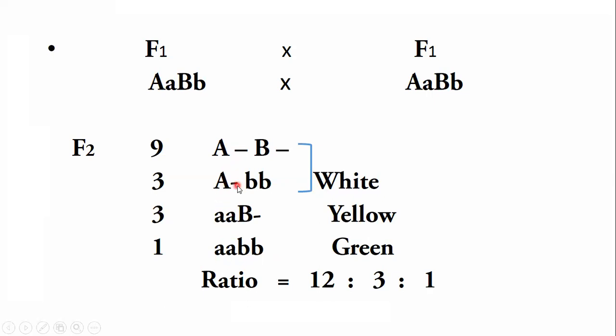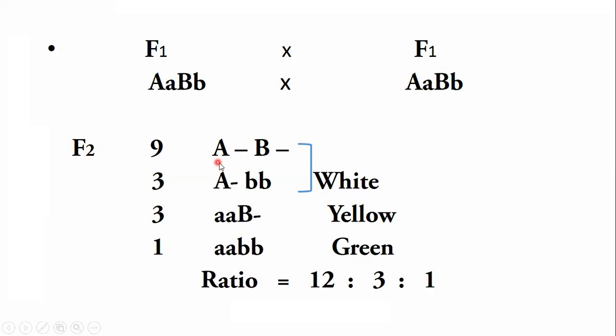The first two cases are responsible for the white phenotype. Then small a, capital B dash is responsible for yellow color, while small b is responsible for green color. So that is dominant epistasis, and it indicates that if a dominant allele is present at one locus, it hides the expression of another locus. So here the A gene is acting as an epistatic gene, while the B gene is a hypostatic gene.